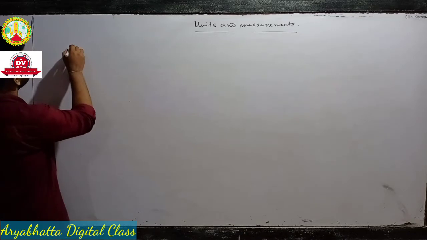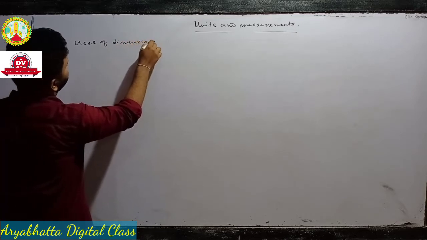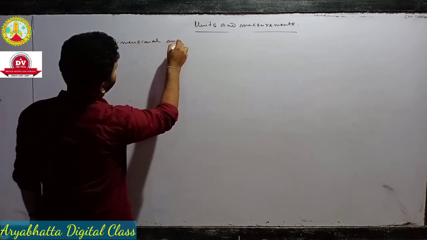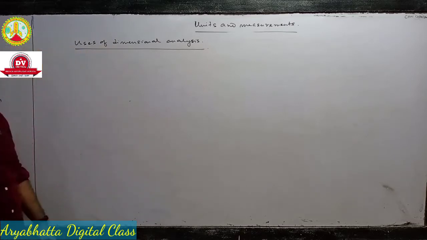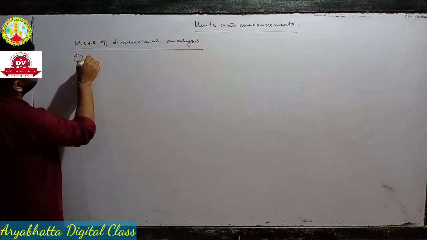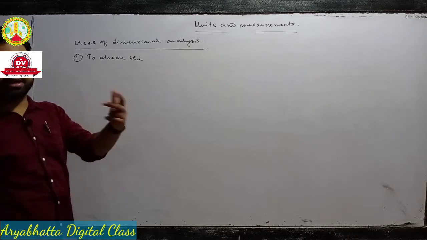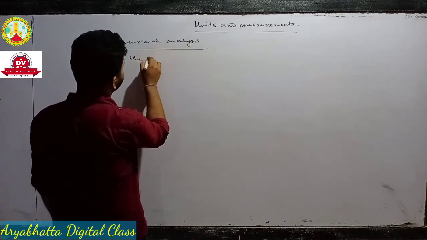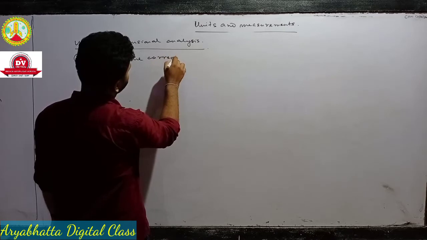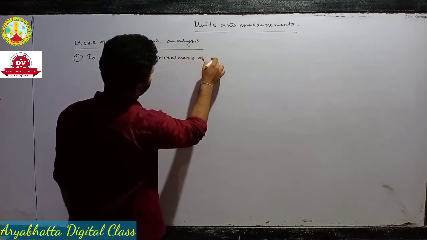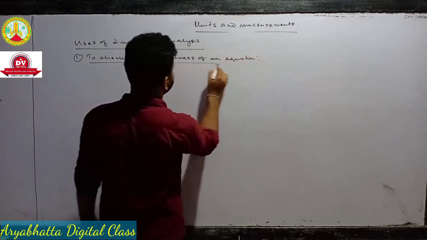So the topic is uses of dimensional analysis. Okay, so the first use is to check the correctness of an equation. To check whether an equation is correct or wrong, we will use dimensional analysis. So to check the correctness of an equation.